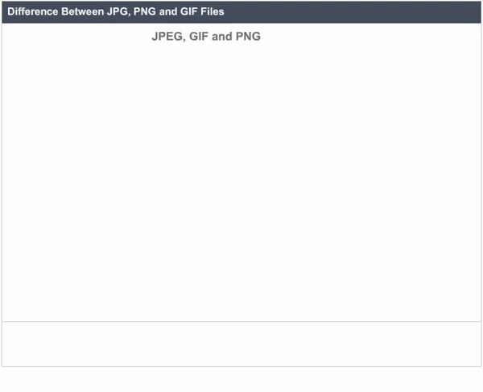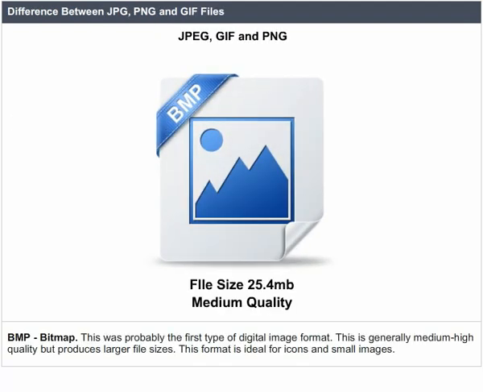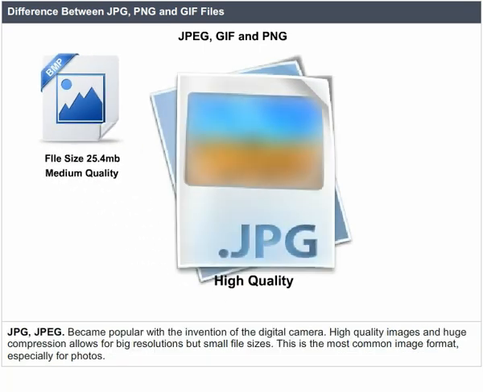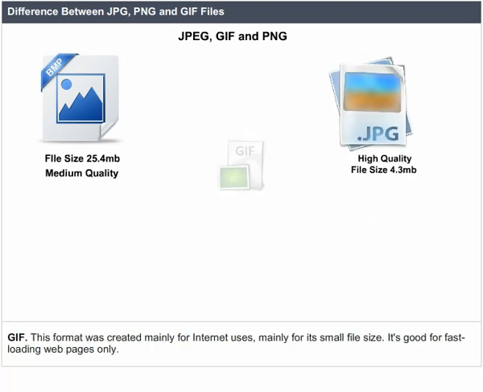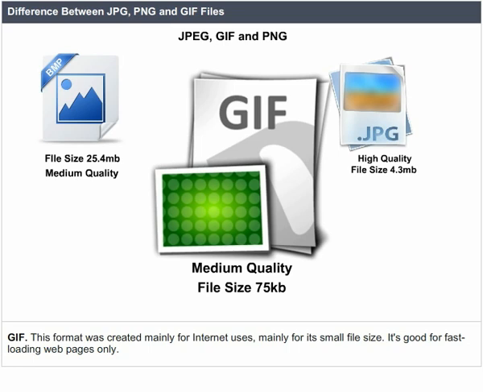Difference between JPG, PNG, and GIF files. BMP, Bitmap. This was probably the first type of digital image format. This is generally medium-high quality but produces larger file sizes. This format is ideal for icons and small images. JPG became popular with the invention of the digital camera. High-quality images and huge compression allow for big resolutions but small file sizes. This is the most common image format, especially for photos. GIF. This format was created mainly for Internet uses, mainly for its small file size. It's good for fast-loading web pages only.